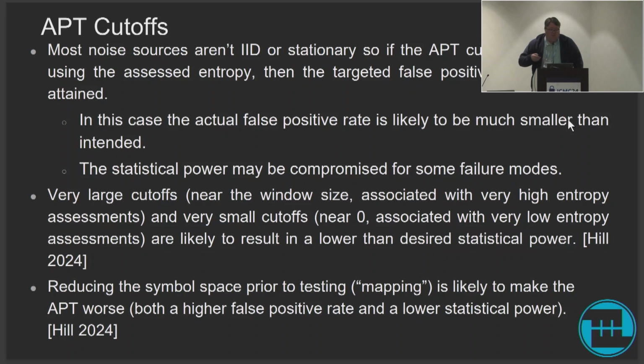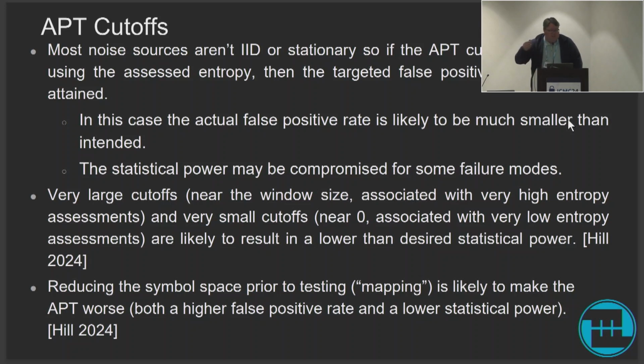And as it turns out, if you happen to generate cutoffs using the NIST procedure, very large cutoffs that are very near the window size, which are associated with very high entropy assessments, or very small cutoffs, which are very near zero and associated with very low entropy assessments, are likely to result in lower than desired statistical power even on systems that are stationary and IID.